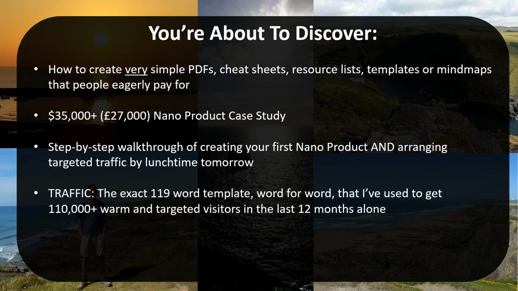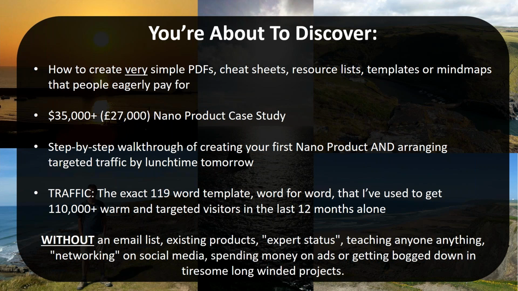Now, traffic, absolutely crucial online, of course. You really can't make any money from the internet without it. So it's very important, and one of the great things with nano products is the traffic is, it's not quite, but it's almost built in. So I'm going to show you the exact 119 word template, word for word, that I've used to get over 110,000 warm and targeted visitors in the last 12 months alone. And you can just take it away and use it yourself.